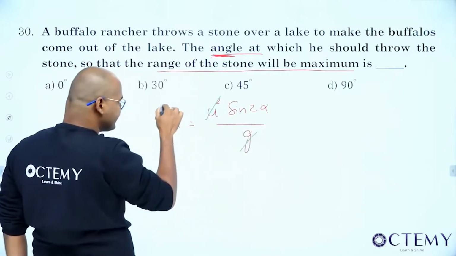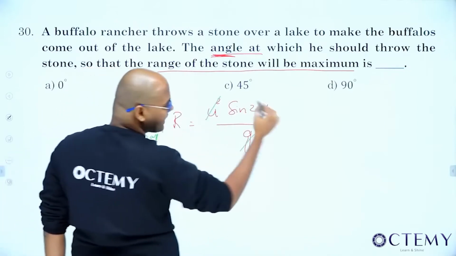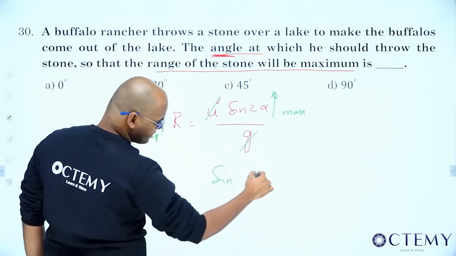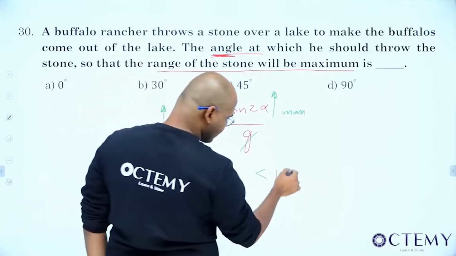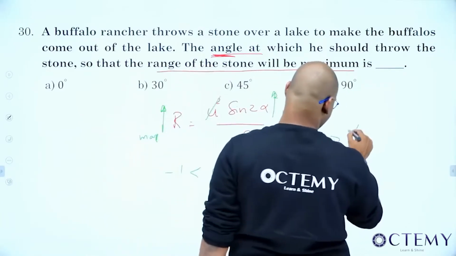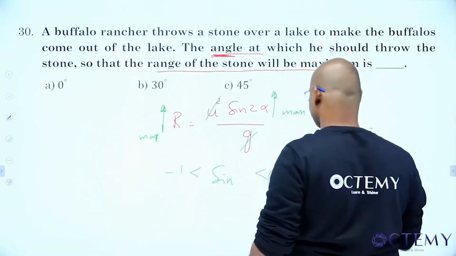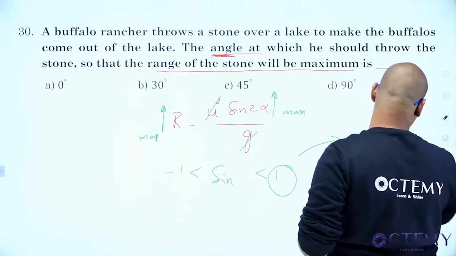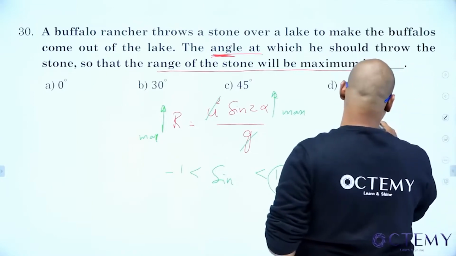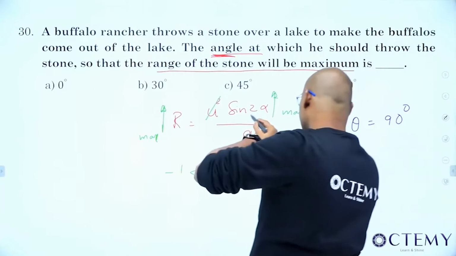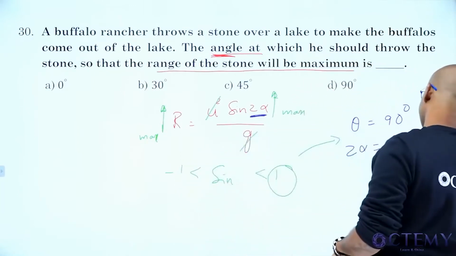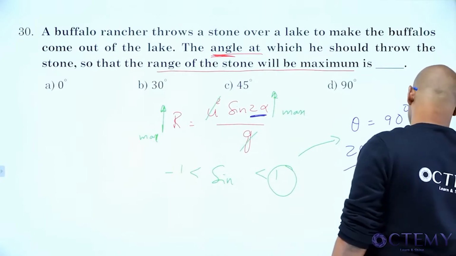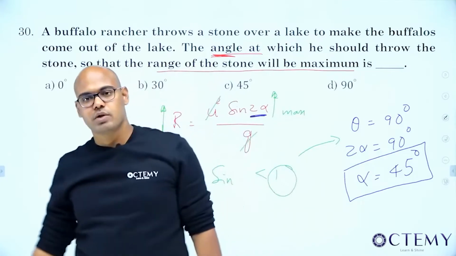For range to be maximum, what should be the angle? So sine 2 alpha should also be maximum. What's the range of sine? -1 to 1. What's the maximum value? 1. Sine is maximum at an angle theta equal to 90 degrees. So here it's not theta, it is 2 alpha. So 2 alpha should be 90 degrees. So alpha is equal to how much? 45 degrees. If you throw at an angle of 45 degrees, the range will be maximum.